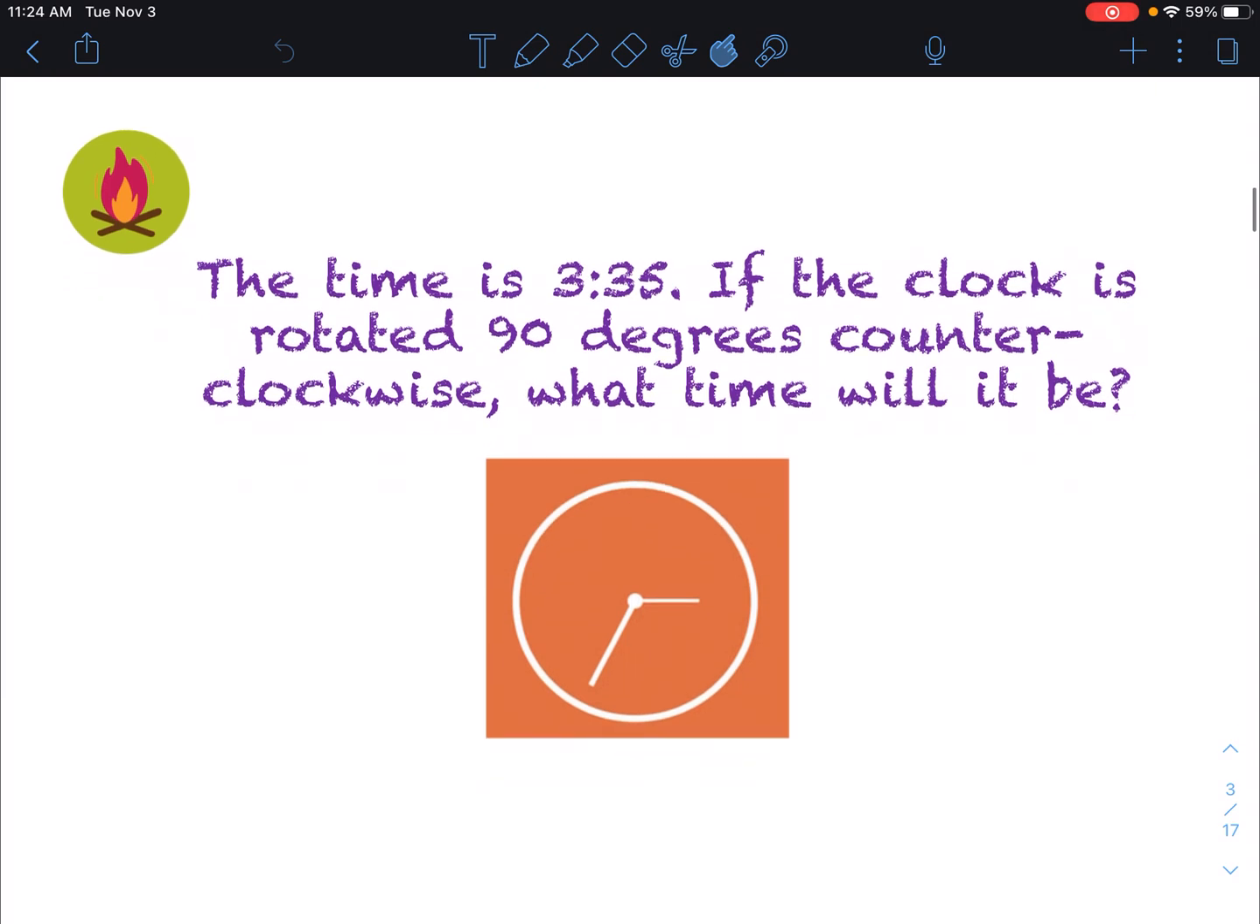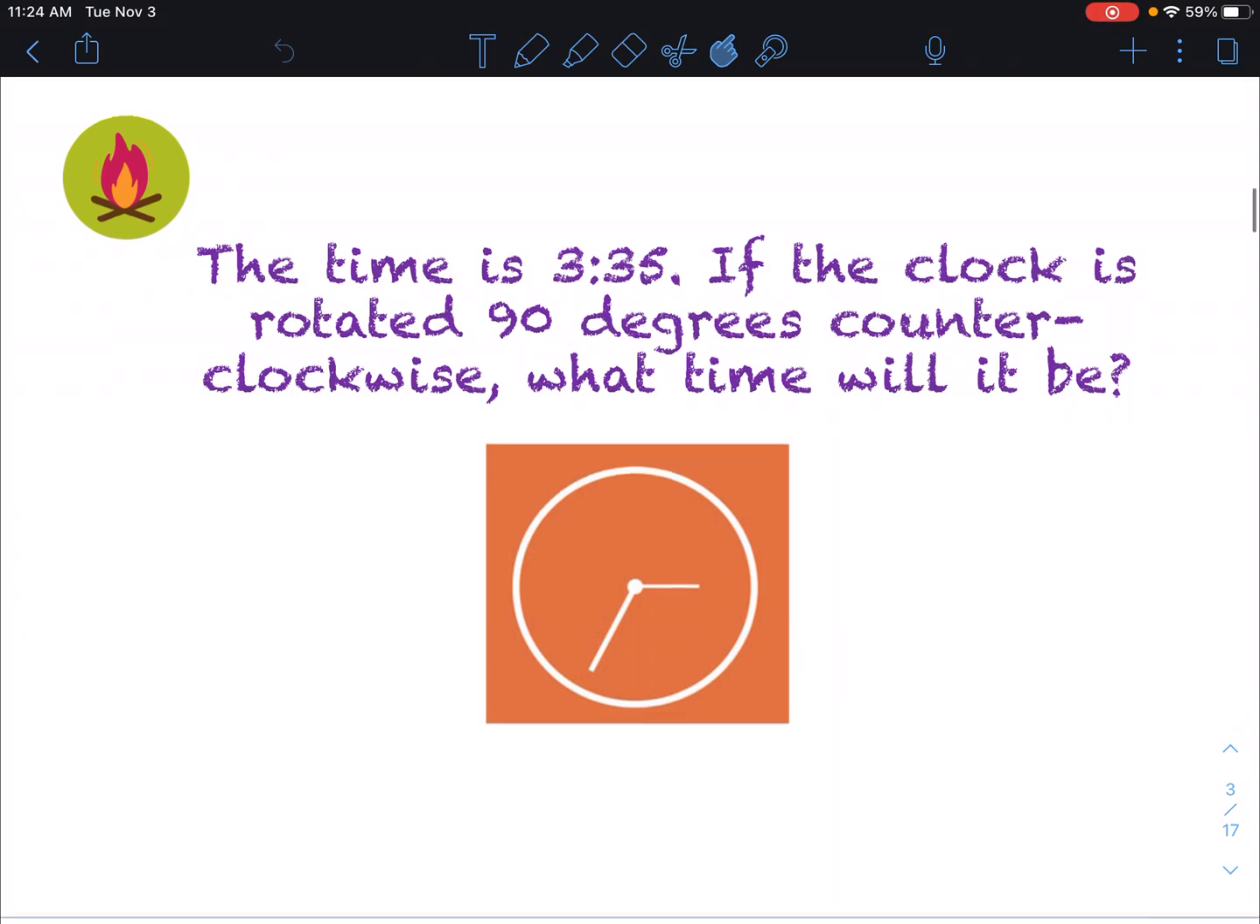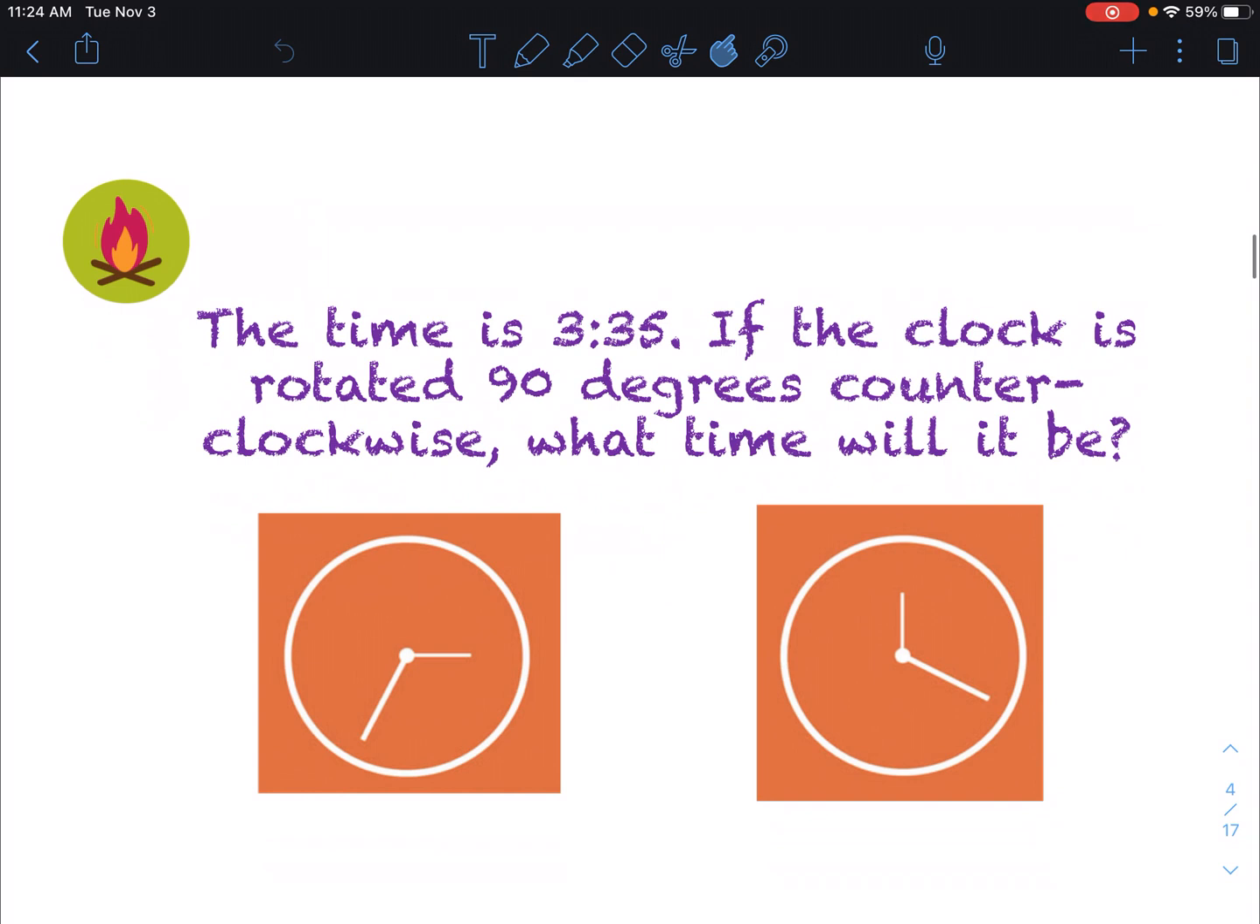All right, before we do that, I want you to take a look at this picture. The time is 3:35. If the clock is rotated 90 degrees counterclockwise, what time will it be? We'll pause here. All right, if we rotate it 90 degrees counterclockwise, the time would be 12:20.